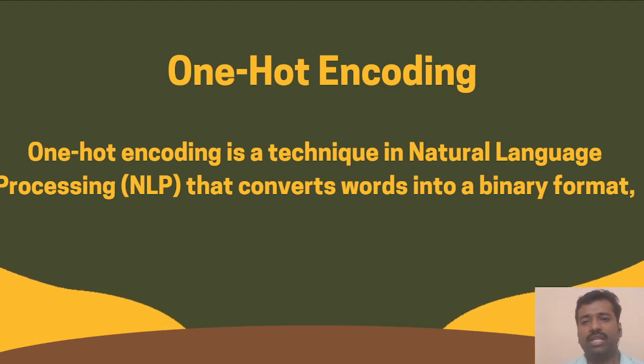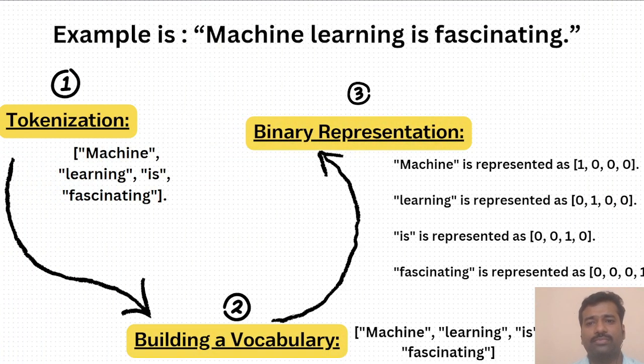Let's break down how it works. The process starts with the tokenizer, where each word in a sentence is identified and isolated. For instance, consider the sentence, machine learning is fascinating. So, the tokens are machine, learning, is, and the last one is fascinating.